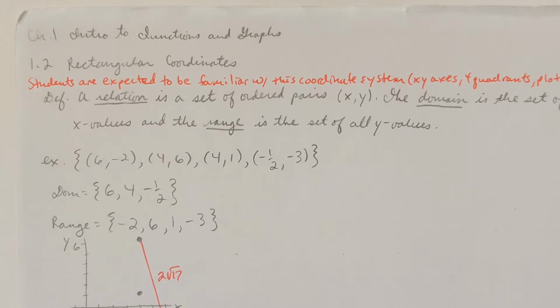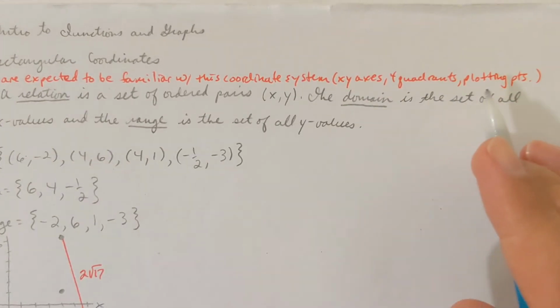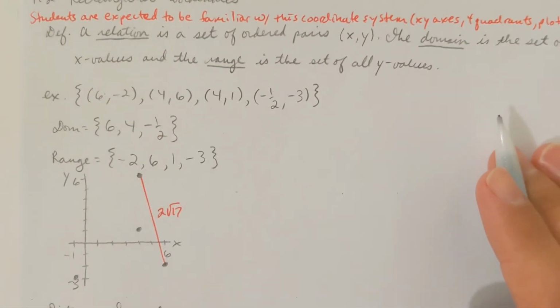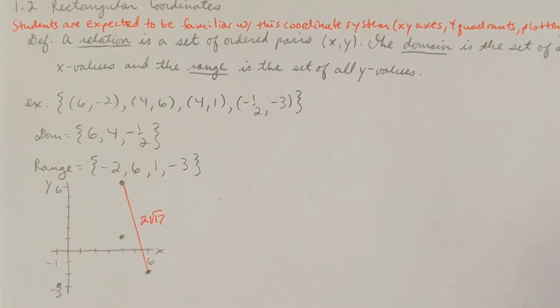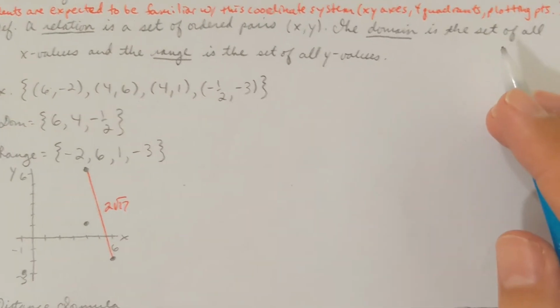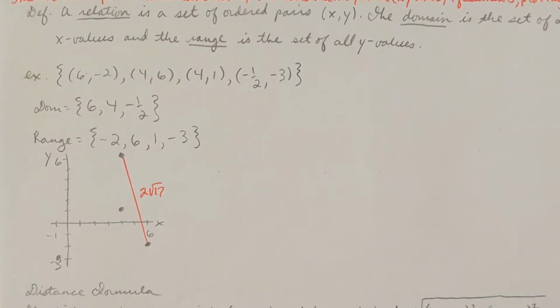Students are expected to be familiar with the rectangular coordinate system, the XY axes, the four quadrants, plotting points, things like that. So let's get started. A relation is a set of ordered pairs (x, y). The domain is the set of all x values, and the range is the set of all y values.